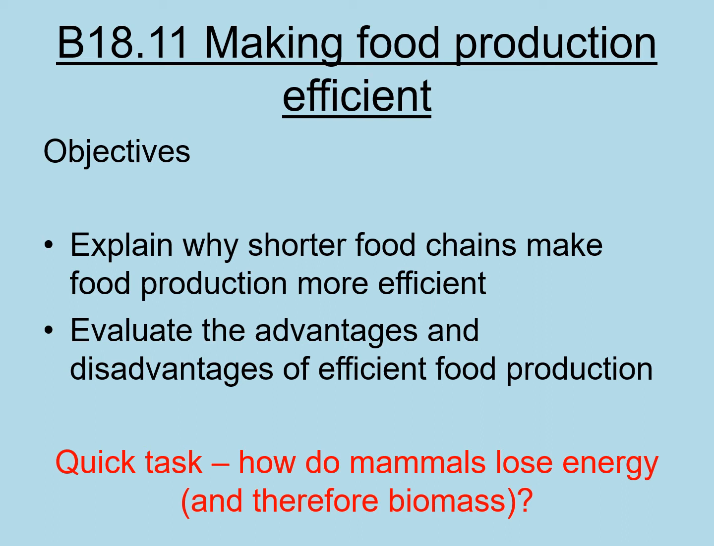Hello everyone, we're looking at making food production efficient for lesson B18.11. Your objectives for this lesson are to explain why shorter food chains make food production more efficient, and you need to be able to evaluate the advantages and disadvantages of efficient food production.